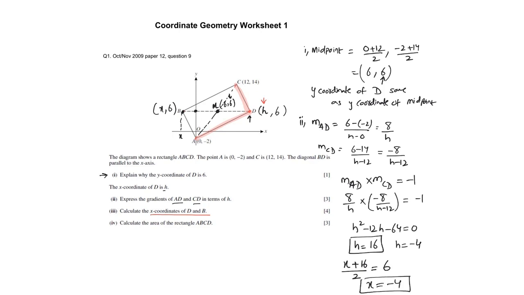In the last part, you have been asked to calculate the area of rectangle ABCD. What you can do is find the length AD and the length CD and multiply them, because it's a rectangle. Or when you know all four coordinates, you can also use the shoelace formula. But the convenient way in this case would be to calculate the length of AD.